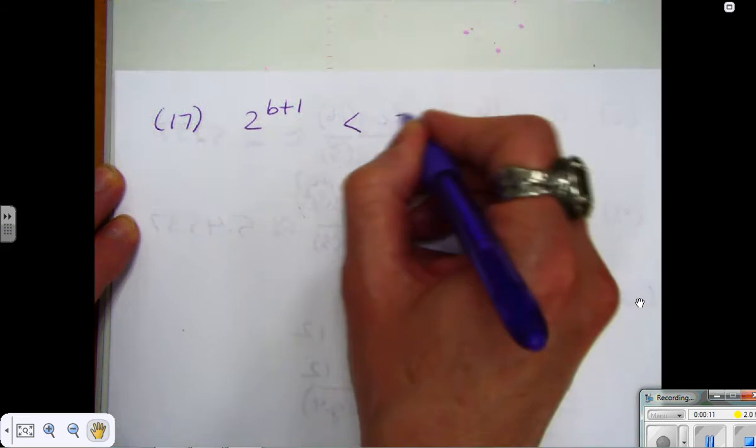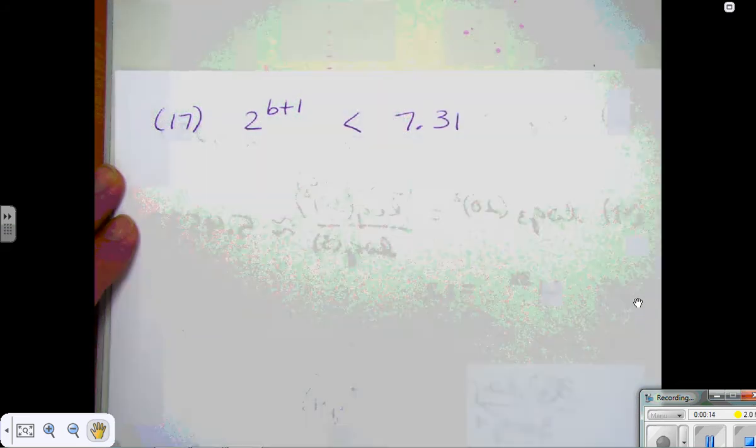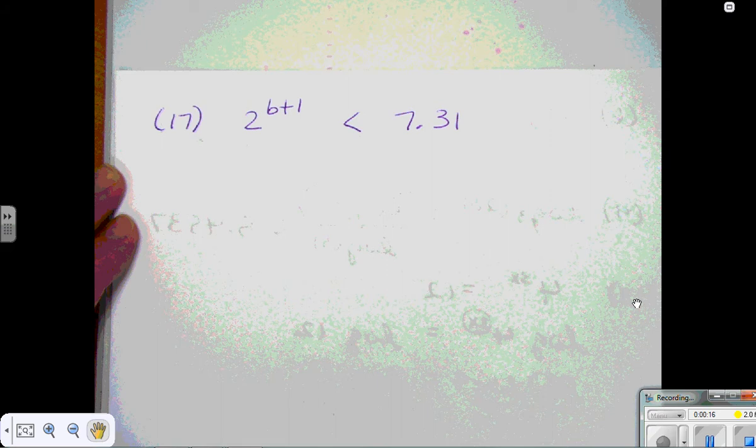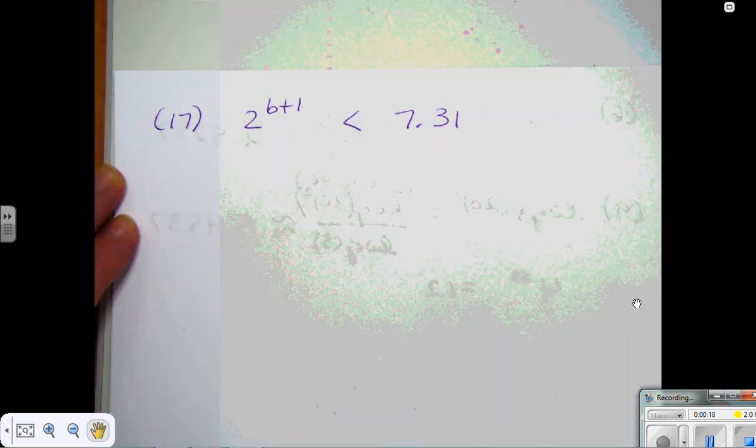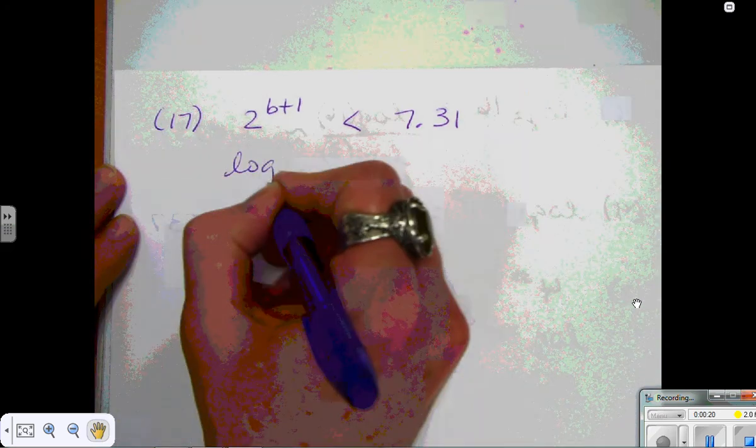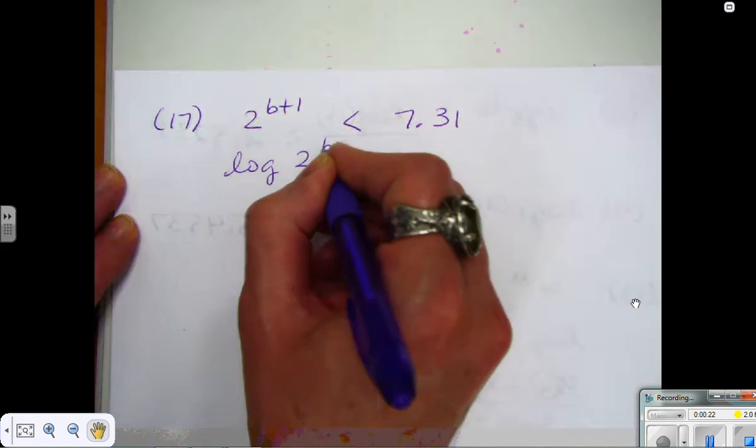Okay, so let's look at the inequalities at the bottom. Let's start with number 17. The inequalities are really the same. There's only one trick you need to remember towards the end. Okay, so I'm going to change each side to a logarithm.